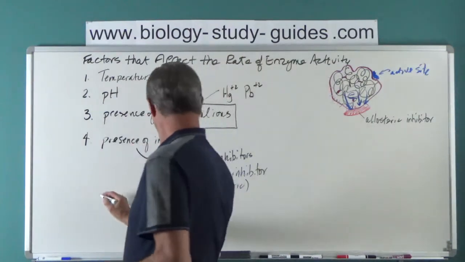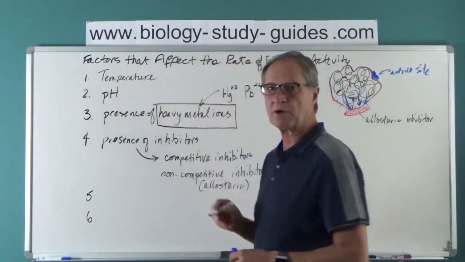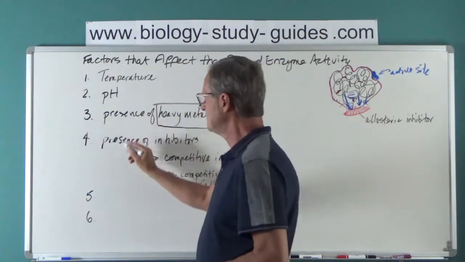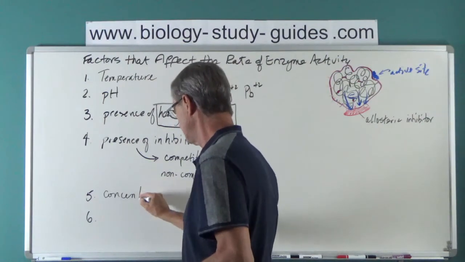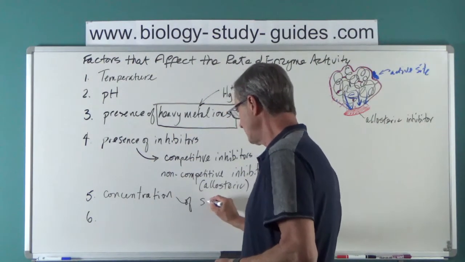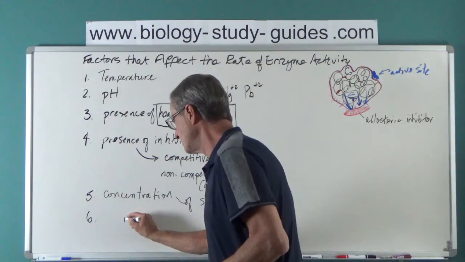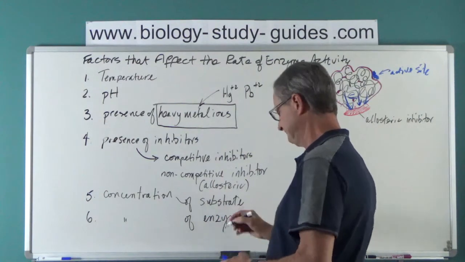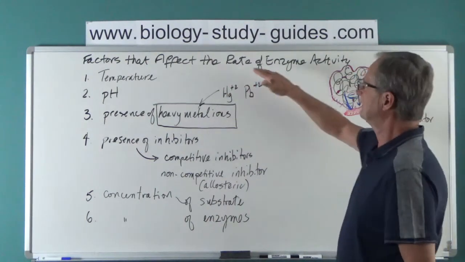The fifth and sixth factors, there's 6 of these things that I want to mention, have to do with concentrations. We've got temperature, pH, presence of heavy metal, concentration of substrate, and the concentration of enzymes themselves. These are almost no-brainers when you think about it. The factors that affect the rate of enzyme activity.